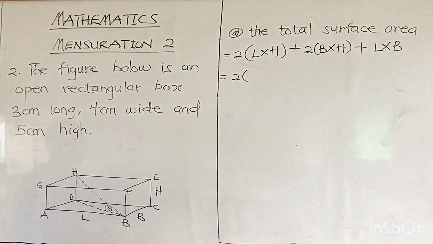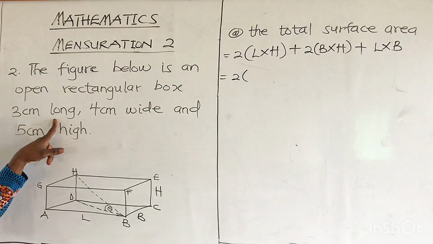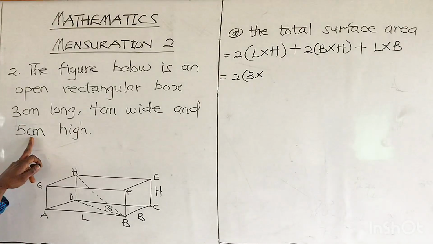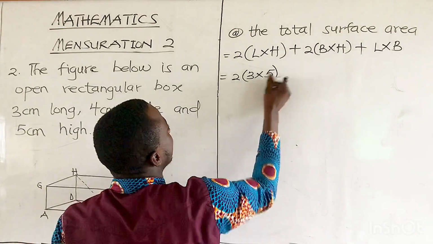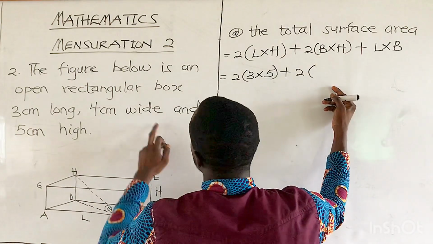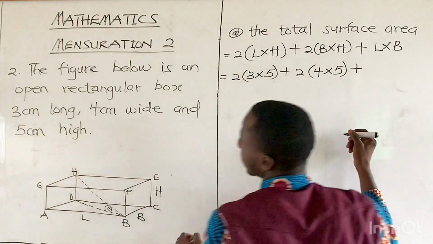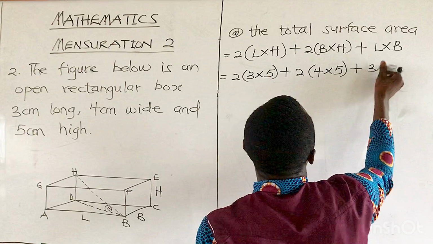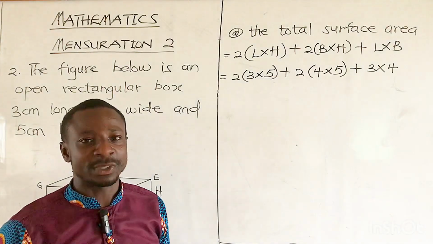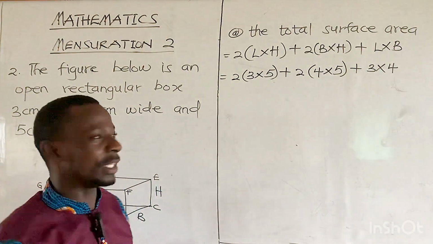Now in view of that, we have the length to be 3 centimeters because it's 3 centimeters long. So we have 3 times 5 centimeters high. So that is the height, plus 2 multiplying the breadth, which is the same as the width. So we have 4 times 5, which is the height. Then the length is still 3 times the breadth, which is also 4. So we will just make substitution of the dimensions. So from here we are going to evaluate.